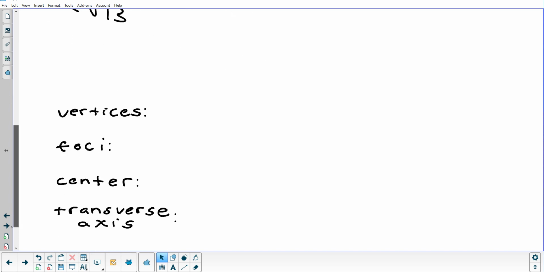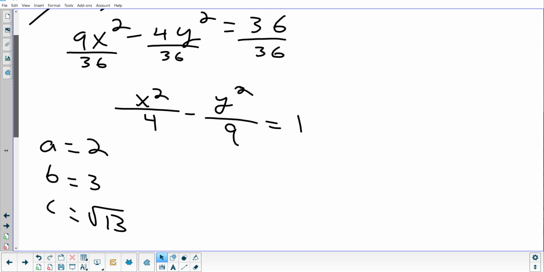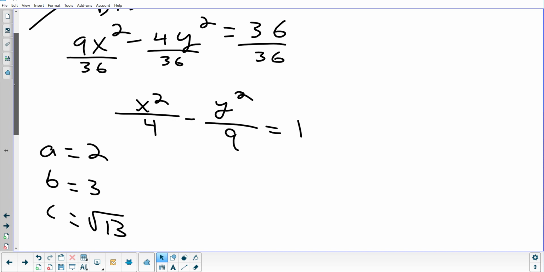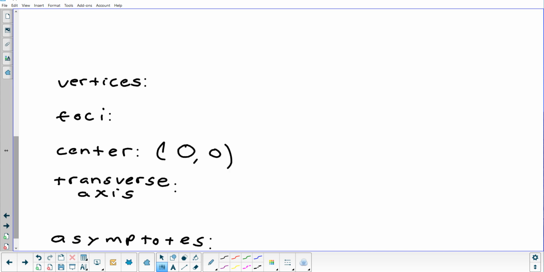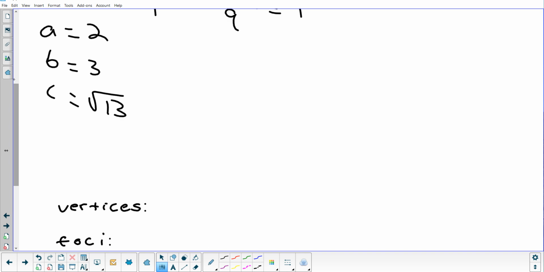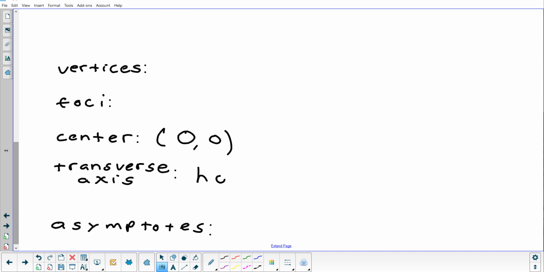All right, now let's write everything down. Ashley, where's my center? At 0, 0. Yep, center is 0, 0. Again, it'll be very obvious when it's not 0, 0. Bailey, transverse axis goes which way? Horizontal. Yep, because x is positive, so that's horizontal. So now we know where to base everything off of, 0, 0, and we know what direction to go, horizontal.